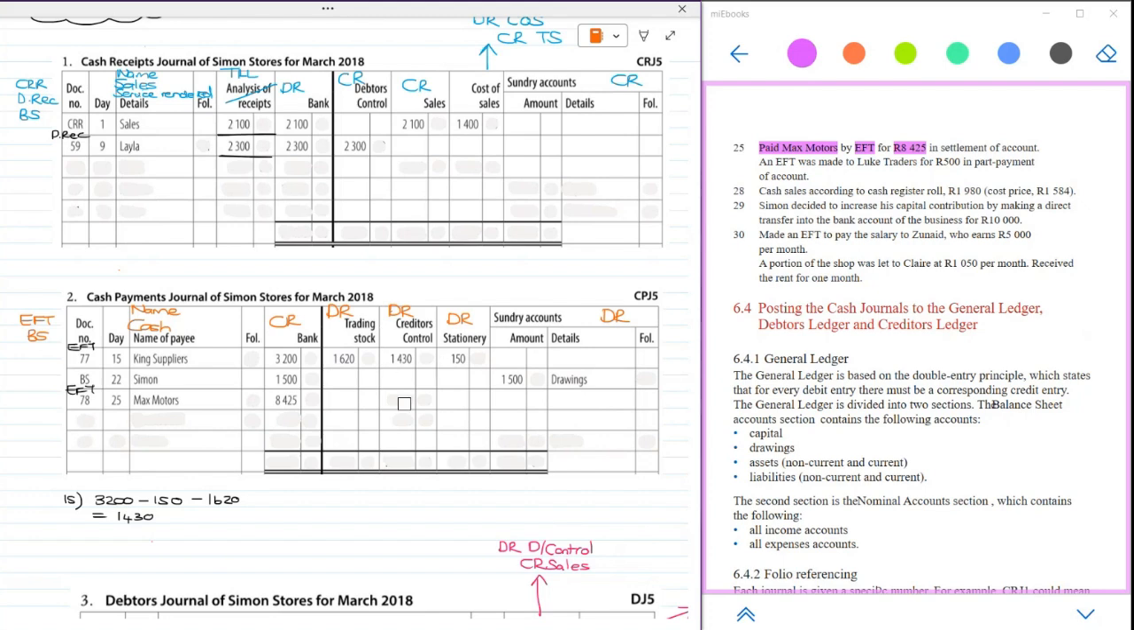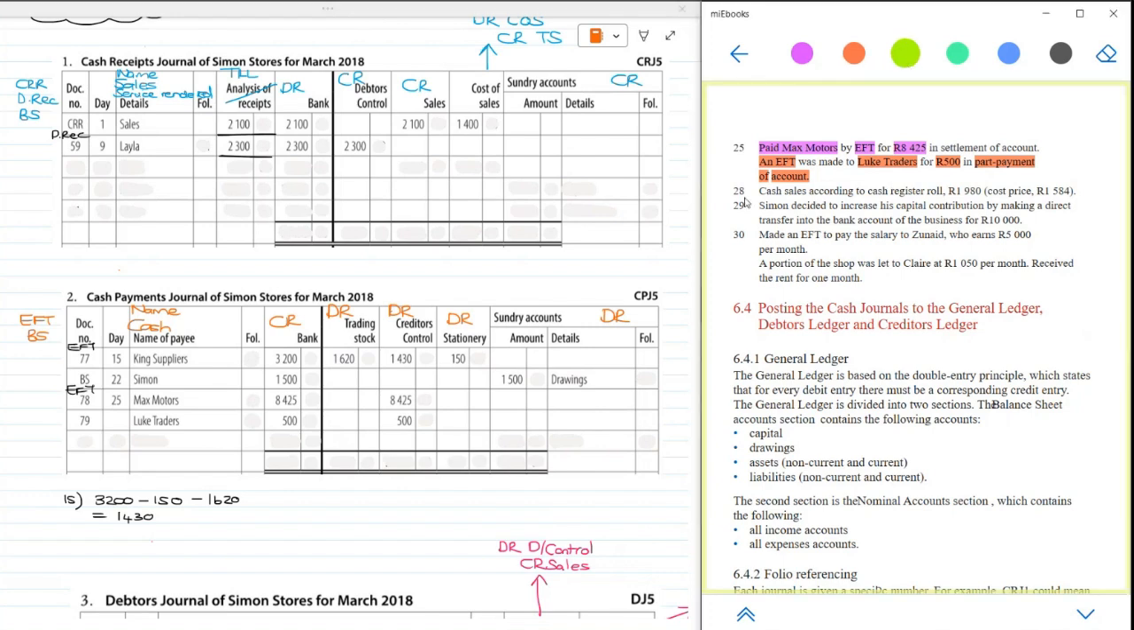So in my creditors column, 8,425. On that same date, we made a second transaction. Another EFT was made to Luke Traders for 500 in part payment of the account. We are paying a creditor here, same as Max. So EFT number 79, the date is the same, so we don't need to write it in again. We are paying Luke Traders 500 Rand from the bank, so in my creditors control 500 Rand.